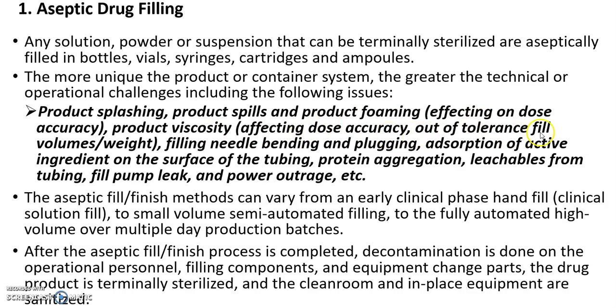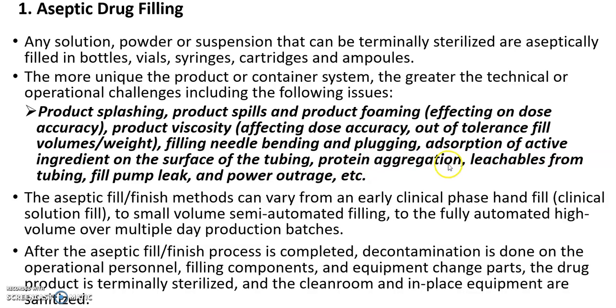And then out-of-tolerance fill, maybe volume and weight. How do you check that all those vials have the same volume, the same weight? The checking is a kind of challenge. And then filling needles can be bent if they hit the mouth of the vial or someplace else, and if it's bent, then it's going to plug, so the drug's not going to go through. And then absorption of the active ingredient on the surface of the tubing. The filling machines have tubing in there. That could happen, and it's not good for your drug.